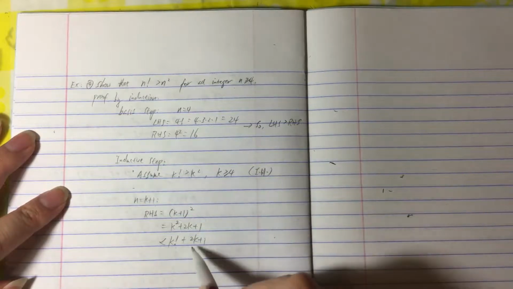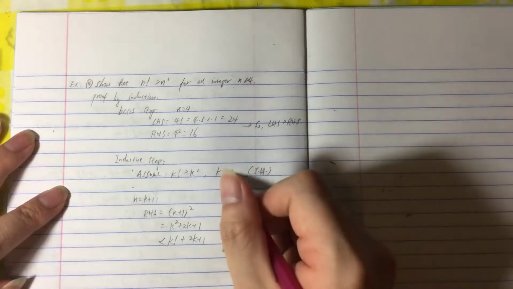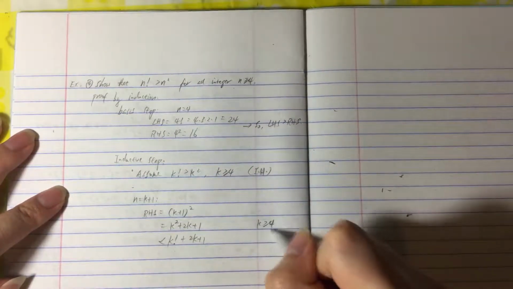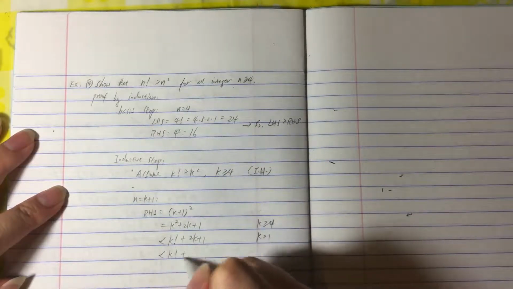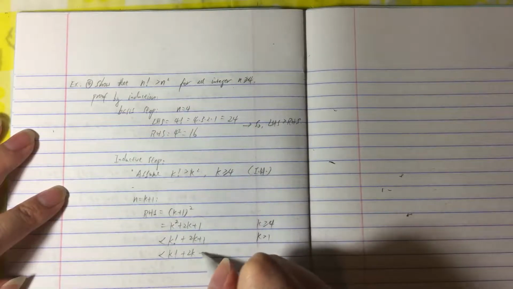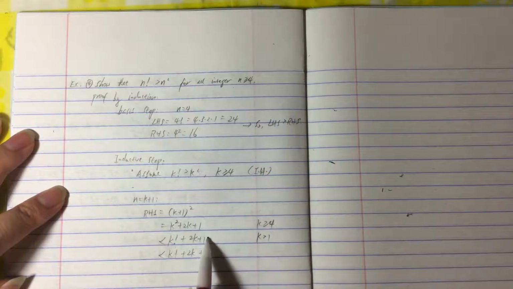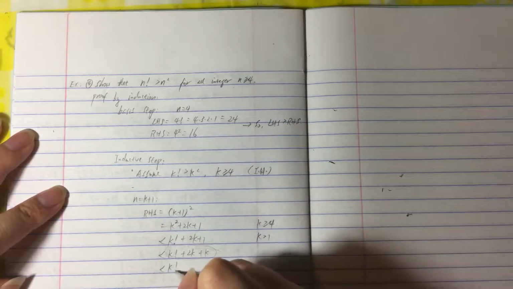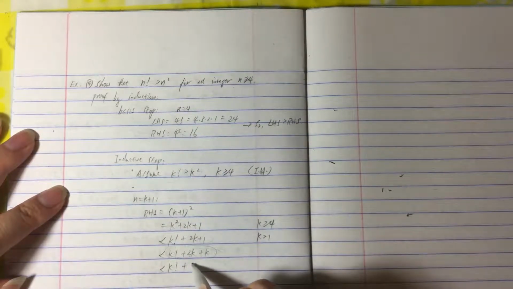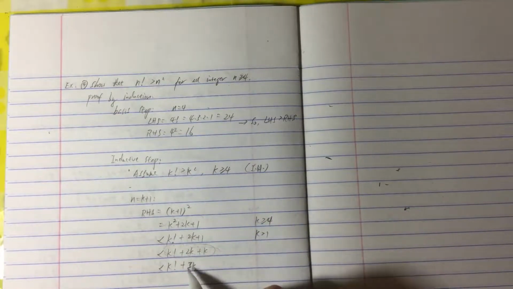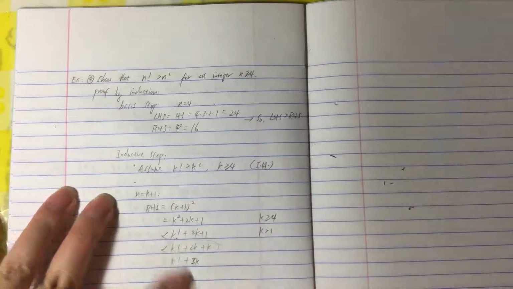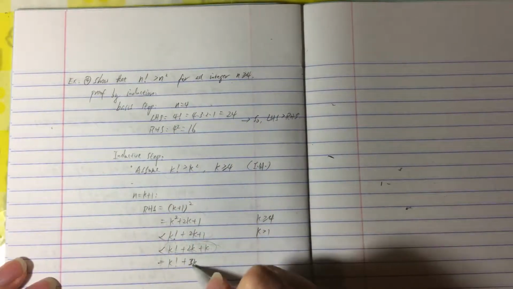Next, we know that 1 is less than k because k is greater than or equal to 4. So I keep the first term the same, second term the same. If I change 1 to k, this expression is greater than the previous one. 2k plus k is 3k. That's equal.